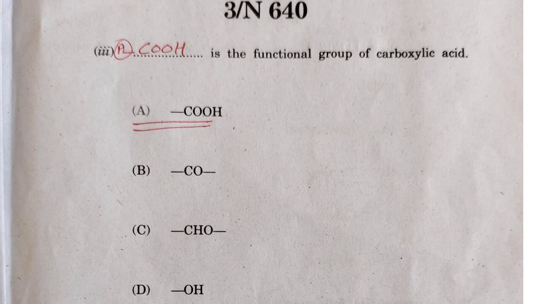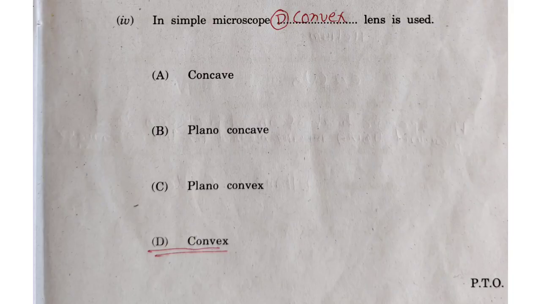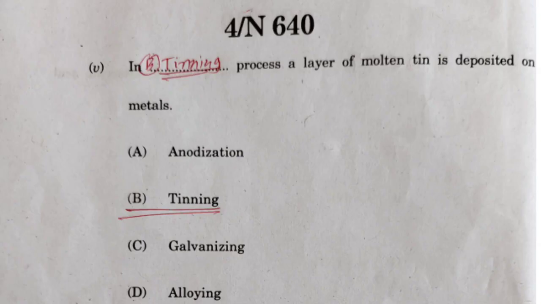3. ... is the functional group of carboxylic acid. Correct answer A. COOH. Fourth, in a simple microscope, ... lens is used. Correct answer D. Convex. Fifth, in ... process, a layer of molten tin is deposited on metals. Correct answer B. Tinning.